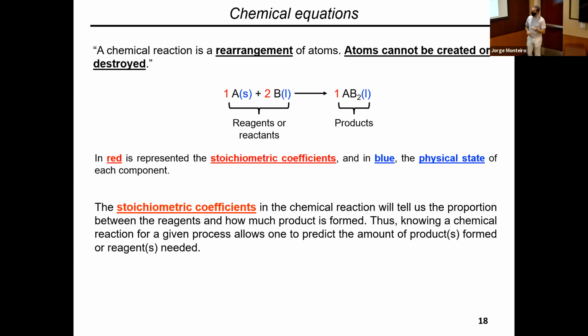The stoichiometric coefficients in the chemical reaction will tell us the proportion between the reagents and how much product is formed. Thus, knowing a chemical reaction for a given process allows one to predict the amount of product or products formed or reagents needed. Therefore, the chemical reaction will tell us the exact proportion for each reagent and how much will be produced.